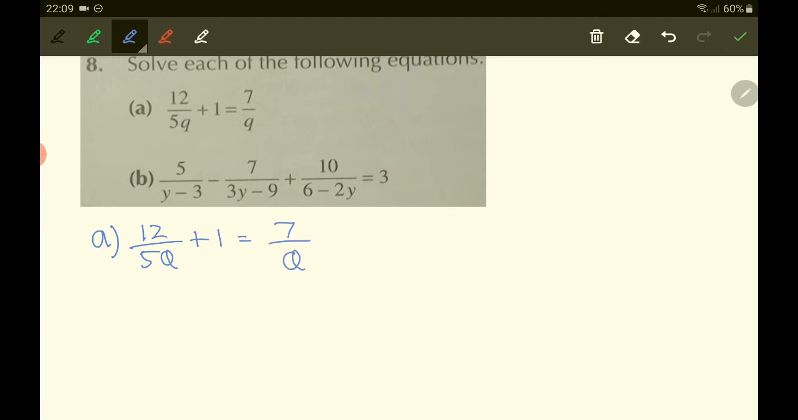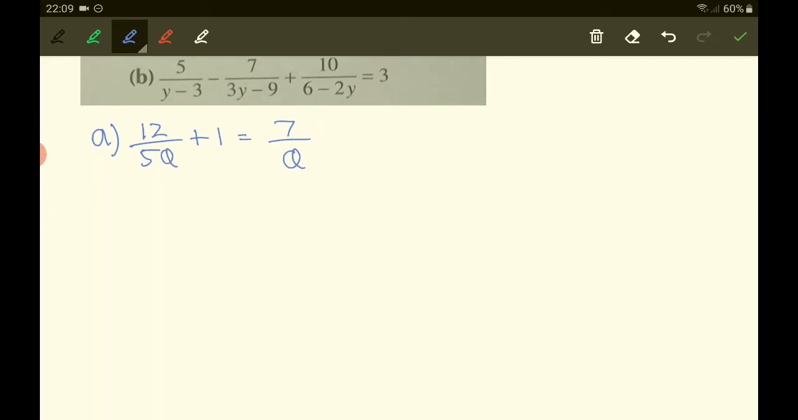Solving means that we are going to find the value of q. Here I want to move the 7 over q to the left, and move the plus 1 on the left to the right, so there will be sign changing. So we have 12 over 5q, and 7 over q moved to the left becomes minus 7 over q, and equal to minus 1, since the 1 moved to the right becomes minus 1.